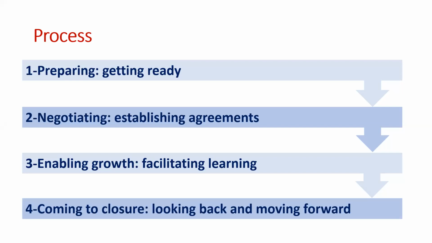These are the 4 phases of the process of mentoring. So we start by preparing, by establishing relationship and developing trust. Then we move to negotiating when we establish agreements. Then we enable the growth of teachers by facilitating learning. Then we come to closure when we celebrate and we have some kind of feedback and reflection. We look back to what we have achieved to celebrate our successes, and at the same time to see what's next, what to do later on.